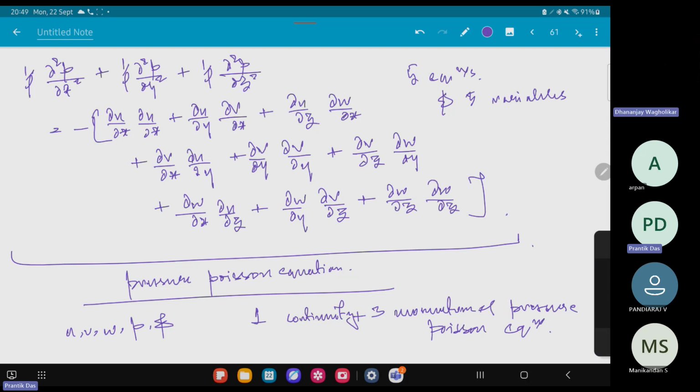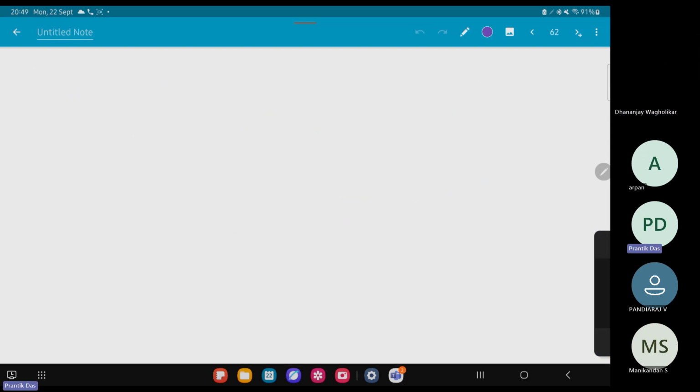Now I'm going to discuss another part of it, which is what we mean by turbulence and laminar. That part I have not discussed yet. So what do you mean by laminar flow and what do you mean by turbulent flow? Do you have any idea what is the difference between a laminar flow and a turbulent flow?